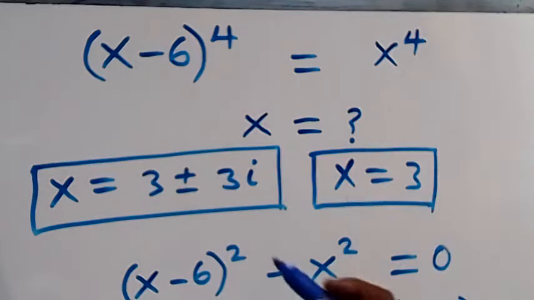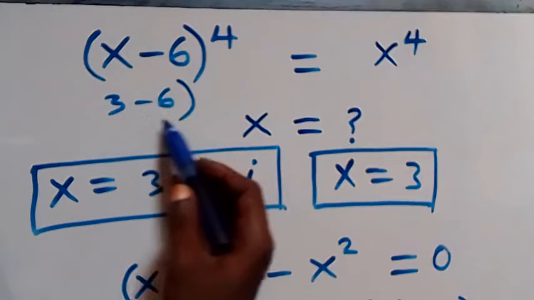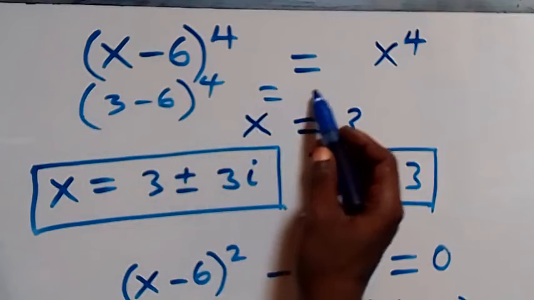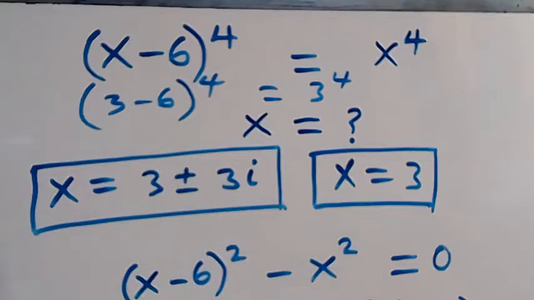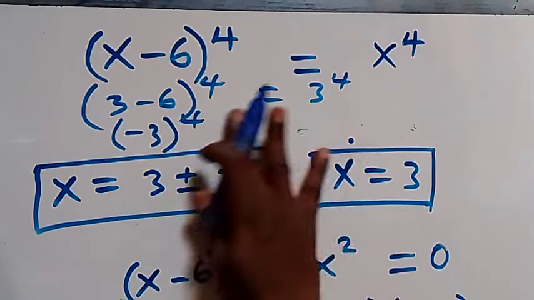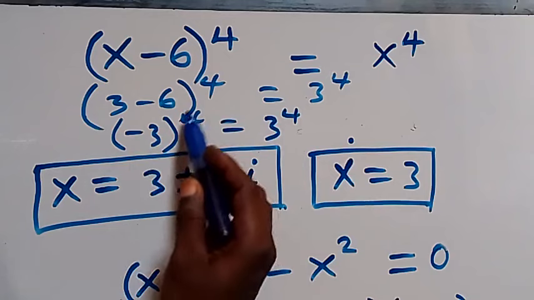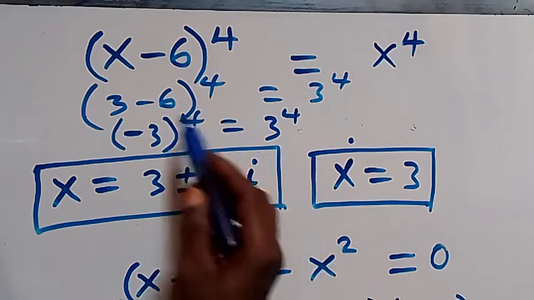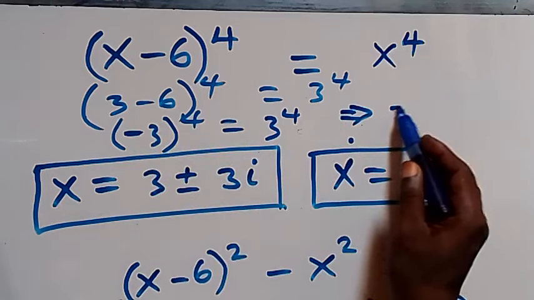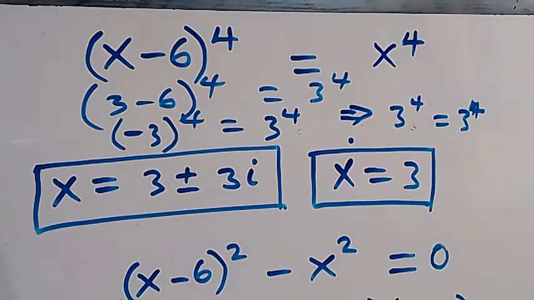So let's check for x equals 3. What we have becomes (3 − 6)^4 equals 3^4. 3 minus 6 is −3, so (−3)^4 equals 3^4. When a minus is raised to an even power, it will still be plus. So this is the same thing as 3^4, which equals 3^4. Then we have the left hand side equals the right hand side, so this satisfies. When we check for the other solutions too, they will satisfy.